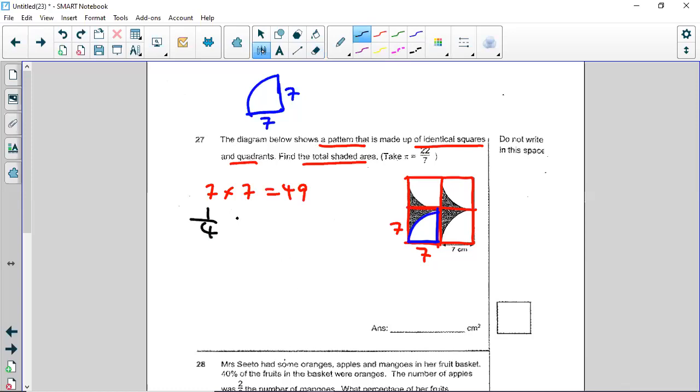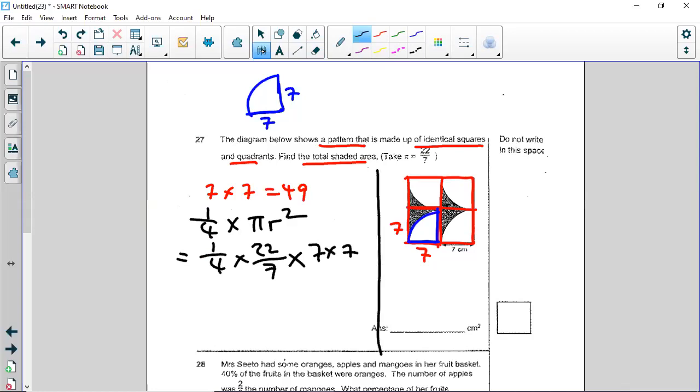So what's the area of the quadrant? 1/4 times pi r squared. What's your pi? Your pi is 22/7. And the radius is 7, so 7 times 7. Without a calculator, you have to change the whole number into a fraction. And then what do you do? Cancel. Divide by 2, put the answer there. Divide by 7, put the answer there, and divide by 7 again.